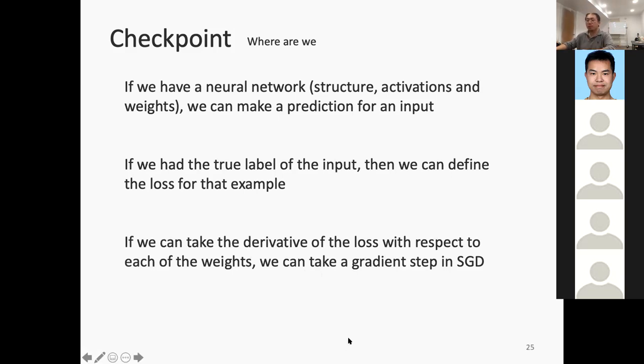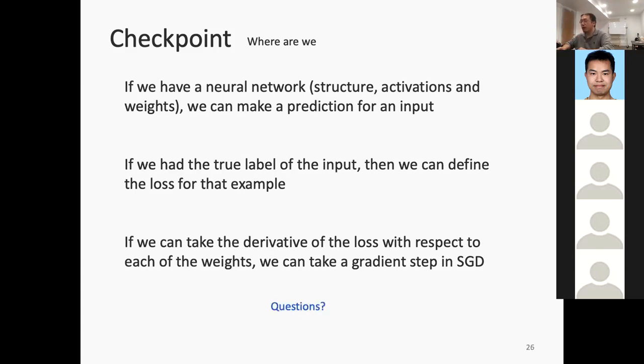So the key issue is how do we efficiently compute the gradient or the subgradient of the neural network weights. That's what the backpropagation algorithm tries to address. Okay? So any questions so far? Great, I assume everybody is on the same page.